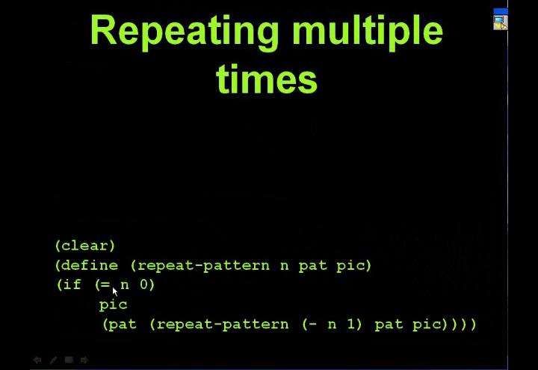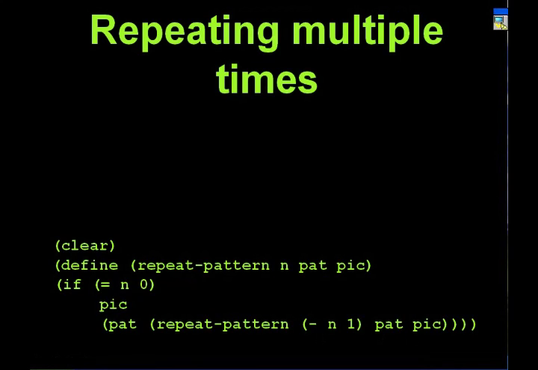Now what happens? Let's walk through the code. If n is 0, which means you don't apply the pattern at all, what you do is return the picture, because essentially I'm telling you that I have this pattern but I don't apply it at all. And I return it to you, so you have the picture without anything done to it. Now suppose n is more than 1, which means you must apply it at least one time. What you do is you take the pattern and you apply it to repeat pattern n-1 pattern picture.